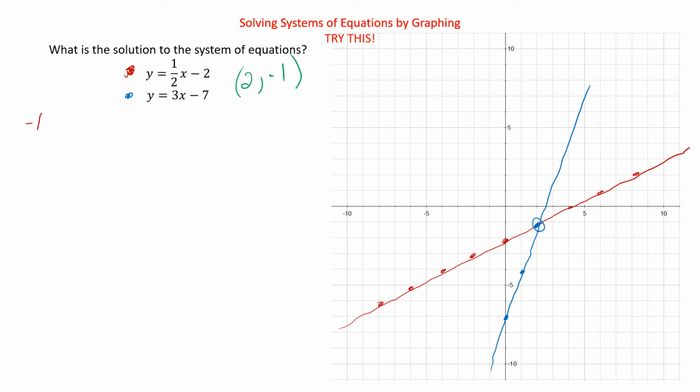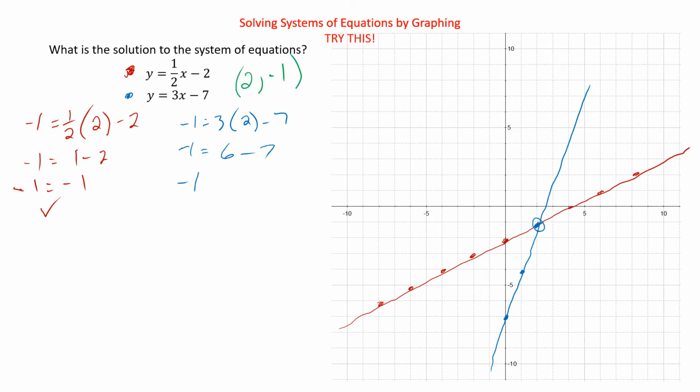So we'll have negative 1 equals 1/2 times the x, which was 2, minus 2. 1/2 times 2 is 1, and 1 minus 2 is negative 1. Negative 1 does in fact equal negative 1. Let's try it for the blue line. So we'll have negative 1 equals 3 times the x, which is 2, minus 7. 3 times 2 is 6, and 6 minus 7 is negative 1, so it works for that one. So our solution is 2 comma negative 1.